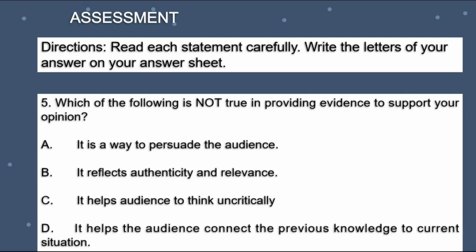Last question for assessment. Which of the following is not true in providing evidence to support your opinion? Letter A, it is a way to persuade the audience. B, it reflects authenticity and relevance. C, it helps audience to think uncritically. Or D, it helps the audience connect the previous knowledge to current situation. Answer would be letter C, because providing evidence will help the audience to think critically, not uncritically. Okay?